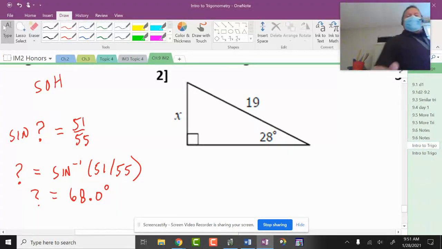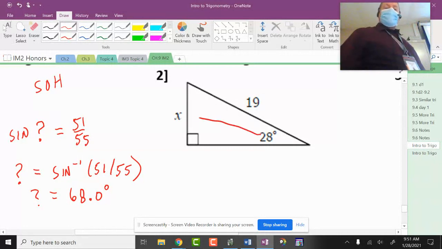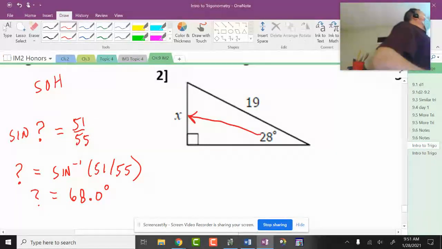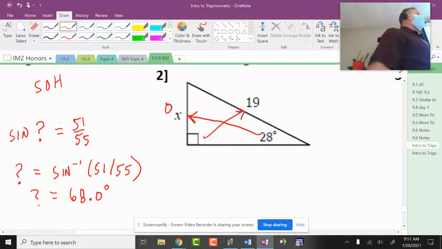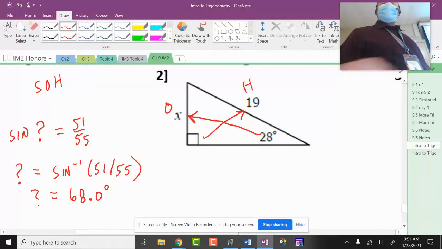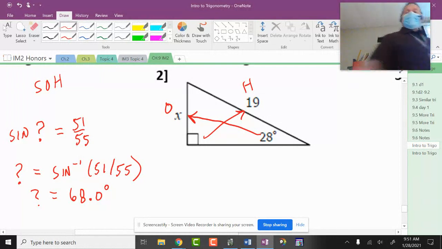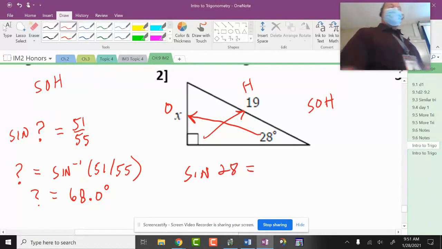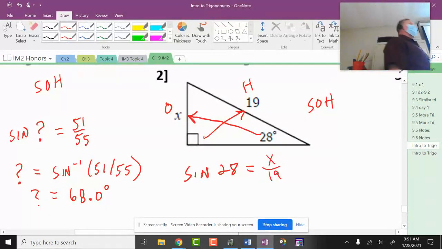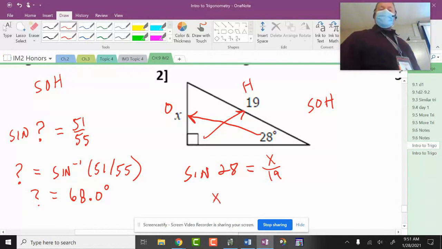Okay, let's do a group response. In 3, 2, 1. What side is that? Opposite. 3, 2, 1. What side is that? 3, 2, 1. SOH or TOA? SOH. 3, 2, 1. SOH means what? Sine. Who do we sine? 3, 2, 1. Equals X over 19. That's fun. Actually, it was awesome. Multiply both sides by 19 and you'll get your answer.